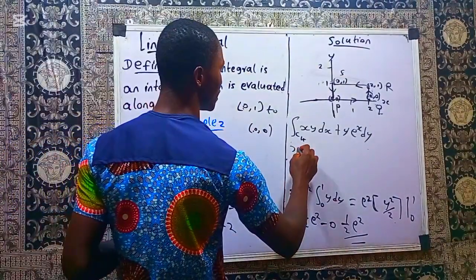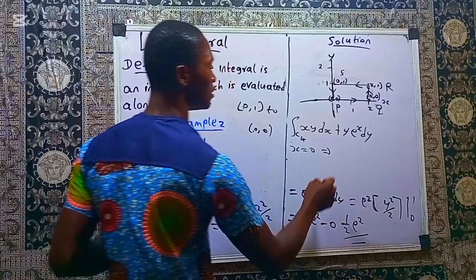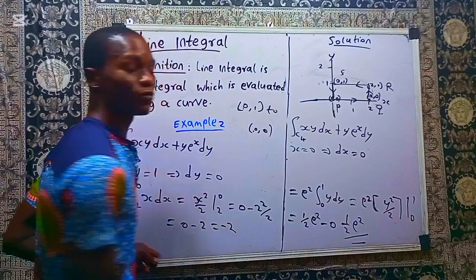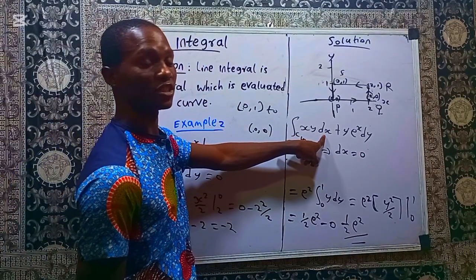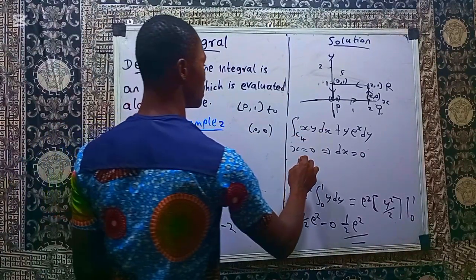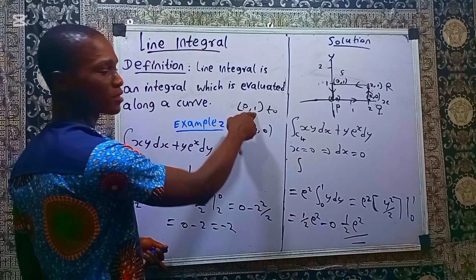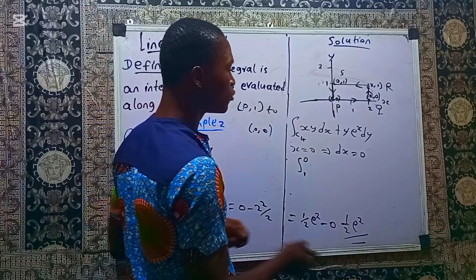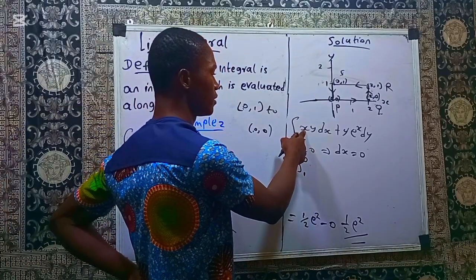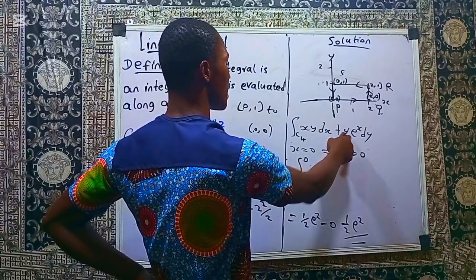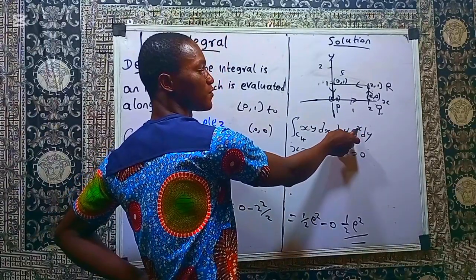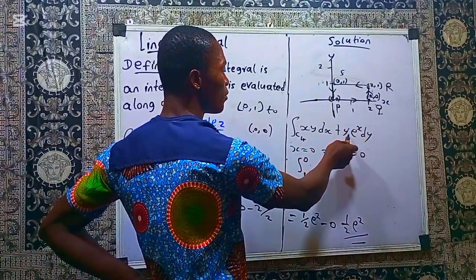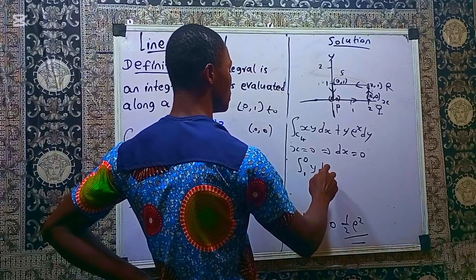Since X is 0, if you differentiate 0, you get 0, so dx is 0. Anywhere I see X, I'm going to put 0. The range of Y is from 1 to 0, so we're integrating over Y. If you put X as 0 here, this term will go to 0. Remaining this term, if you put X as 0 here, you have exponential 0, which is 1. 1 multiply Y, I'm going to have y dy.